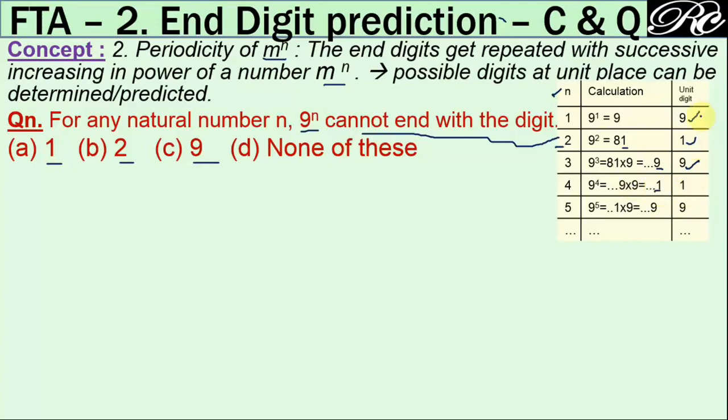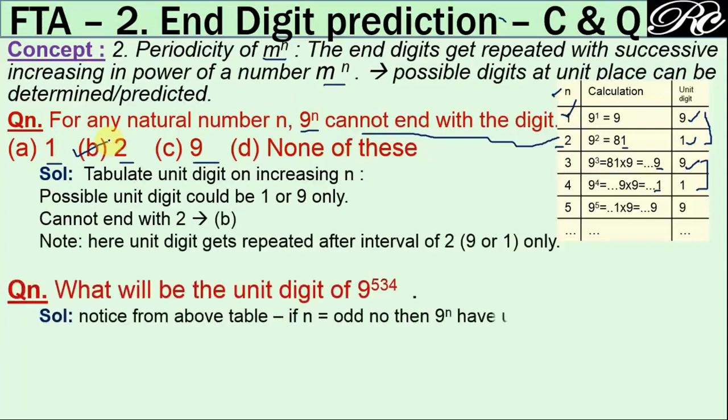Here we are getting that the unit digit could be either 9 or 1. Another interesting thing is that if the exponent or power is 1 or 3 or 5, the unit digit is 9. Means for odd exponent, the unit digit will be 9, and for even exponent like 2, 4, 6, the unit digit is 1. So the possible unit digits are 9 and 1 only. Therefore, this 2 is not possible. This is what is called the periodicity.